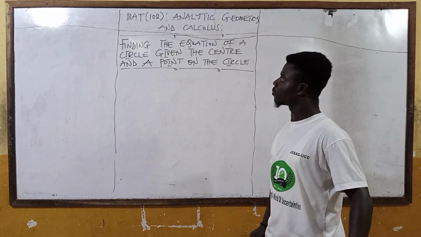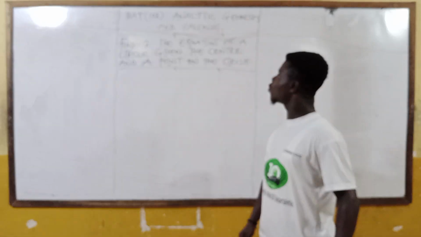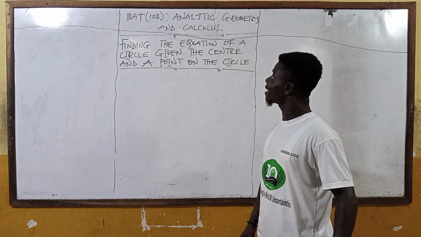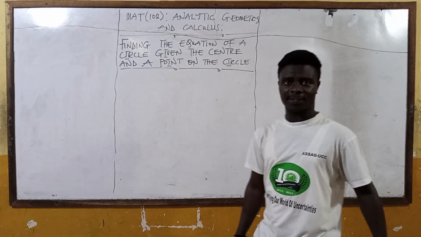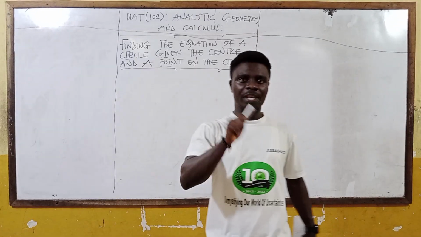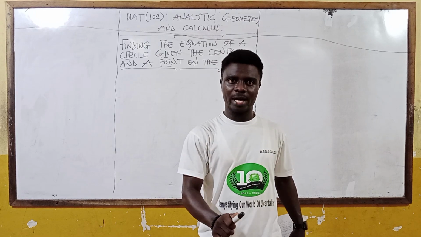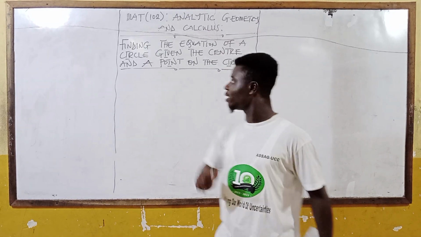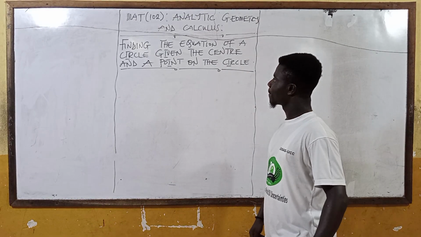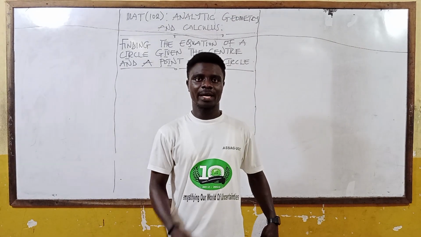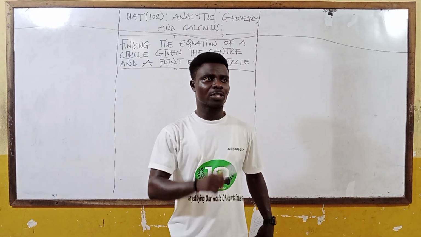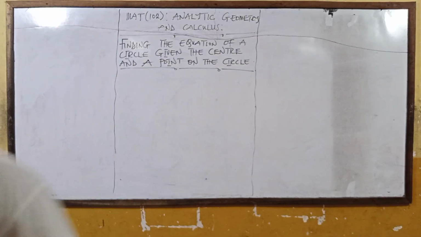This time around, we are proceeding to finding the equation of a circle, given the center and a point on the circle. This time around, they will not give you the radius, but rather, they will give you a point on the circle. So let's start with an example and see how best we can solve this question.